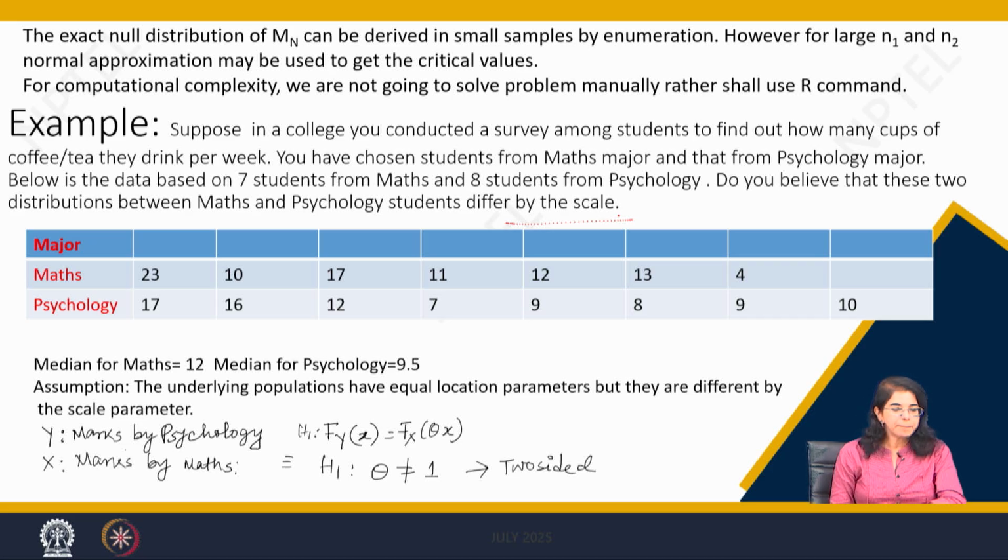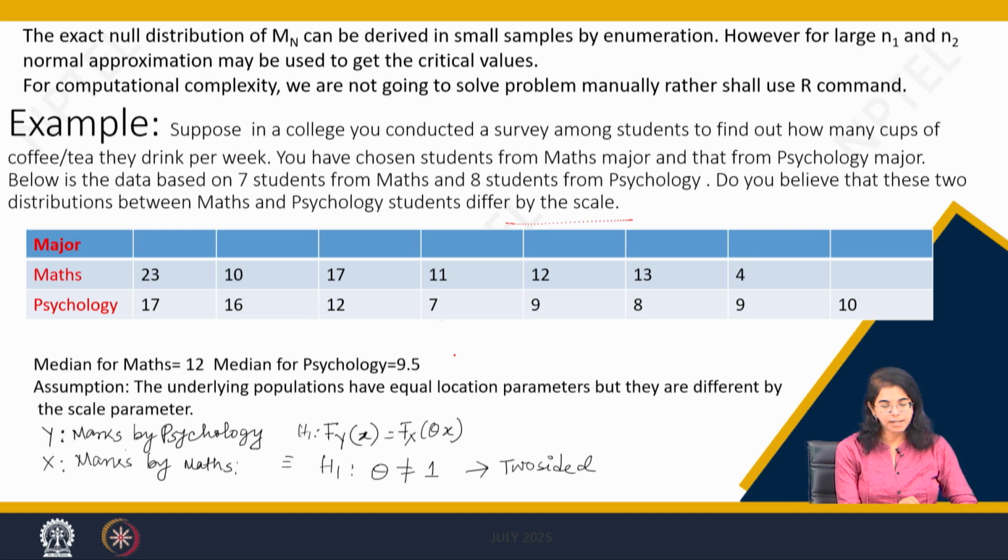So, these are the number of cups of tea or coffee usually the students take in a day. So, 23, 10, that means the first student from maths major, he or she takes 23 cups of coffee, quite bad, or cups of tea in a day. Then 10, then 17, then 11, so on and so forth. I hope that problem is clear. The median of maths is 12 and the median of psychology is 9.5. It's pretty easy. You can figure it out.